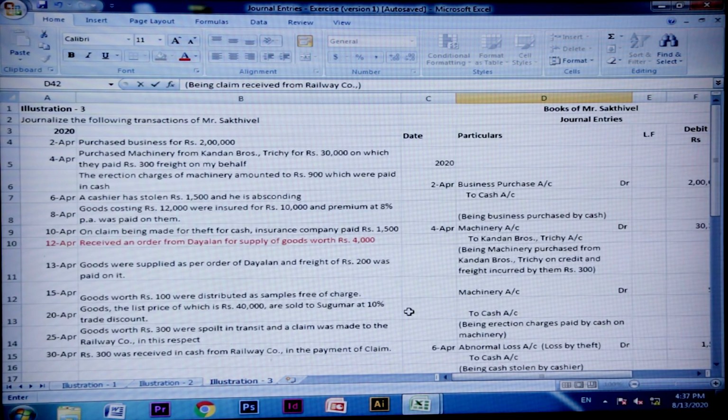So we have followed the same rule for all three illustrations. The first thing we have to do is identify the accounts affected. After that, identify whether it is a real account, nominal account or personal account. Finally, apply the rule to identify which account has to be debited and which credited. Debit the relevant account, credit the relevant account, and write the narration. That's all we do for making a journal entry.